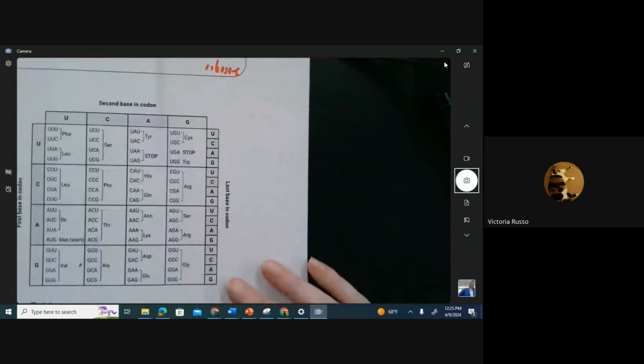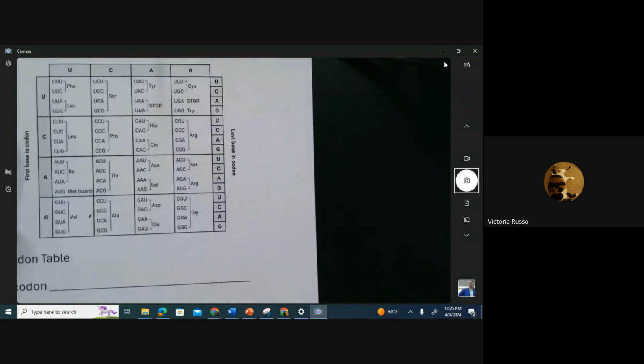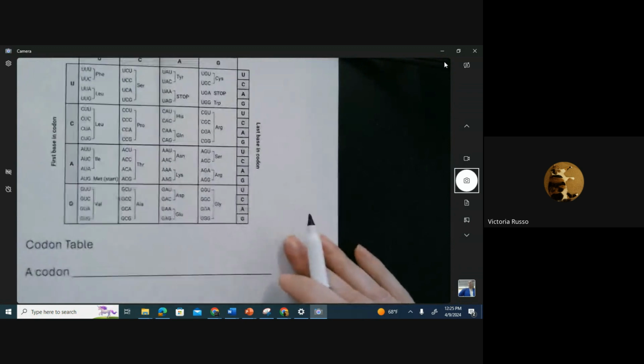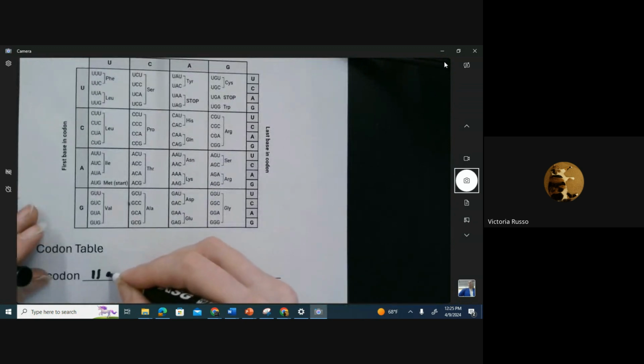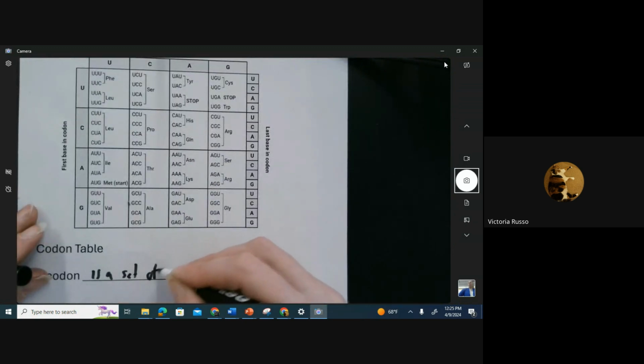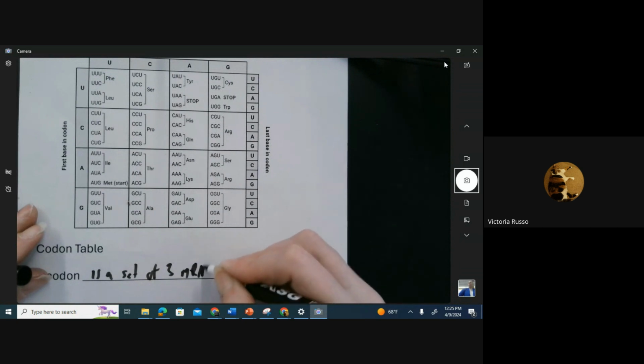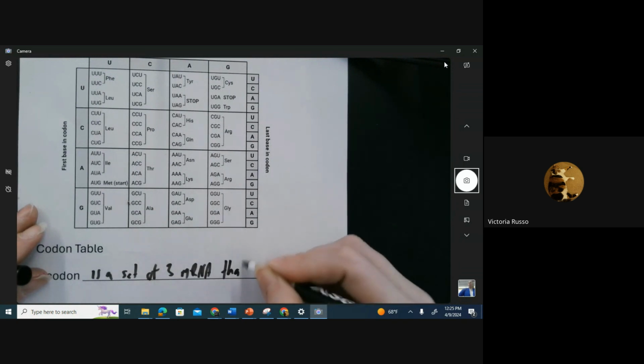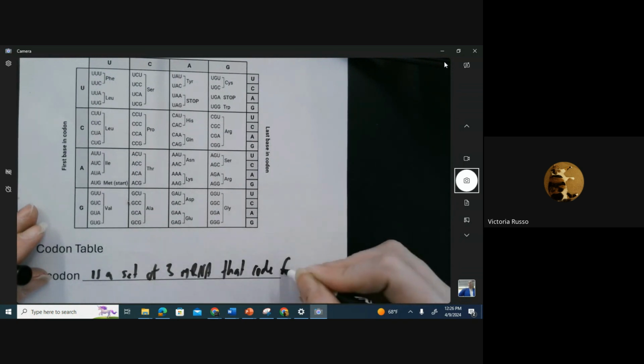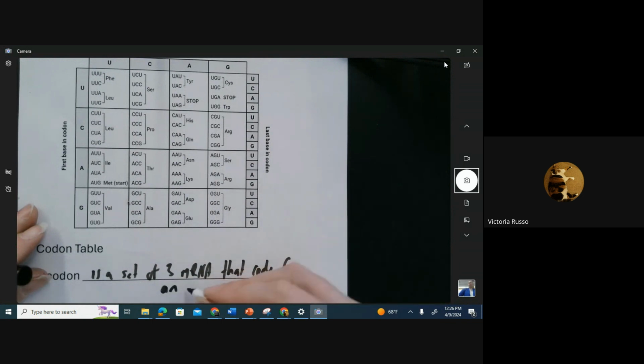And if you see at the bottom of this page, we have a codon table. A codon is a set of 3 mRNA bases that code for an amino acid.